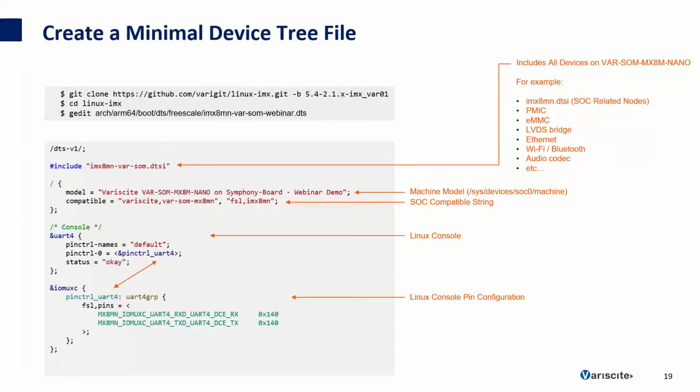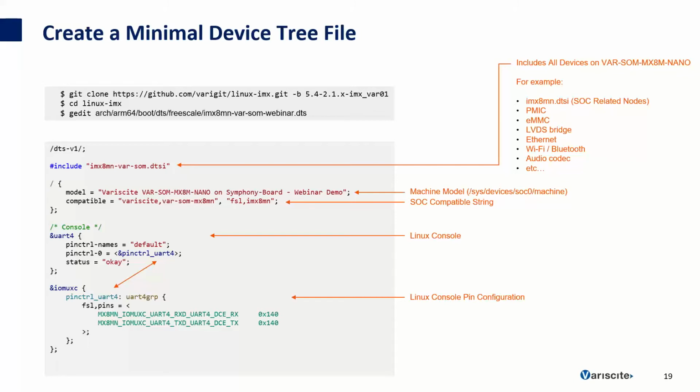Okay, so the first step is to make and boot a minimal device tree file. What we'll do is clone the Linux IOMUX project from GitHub from Variscite, and then create a new file called IOMUX var som symphony webinar.dts. And in this file, we'll add, again, just the minimum nodes necessary to boot.